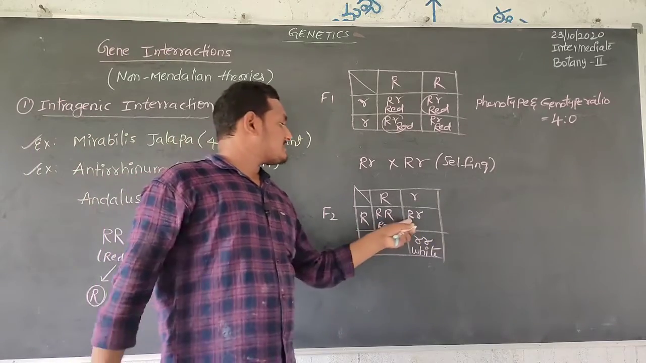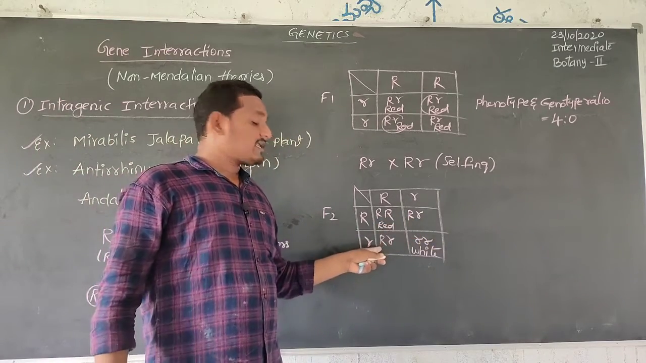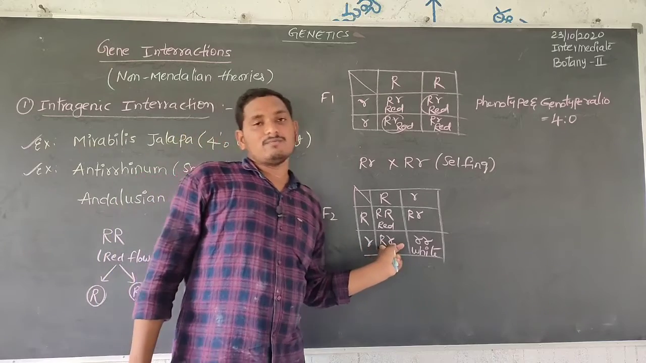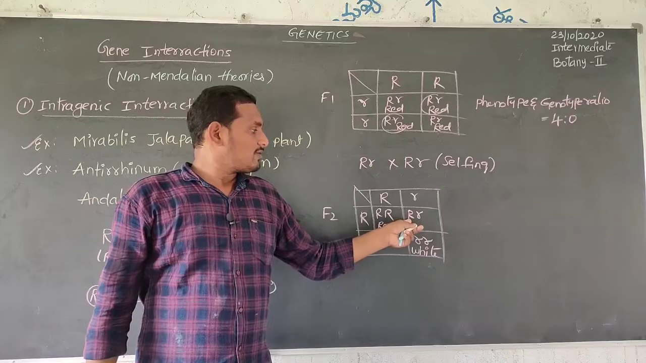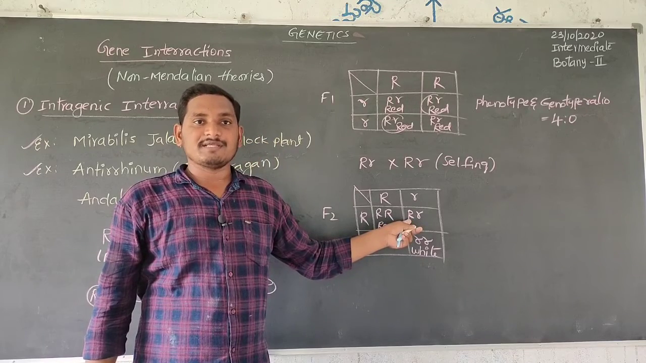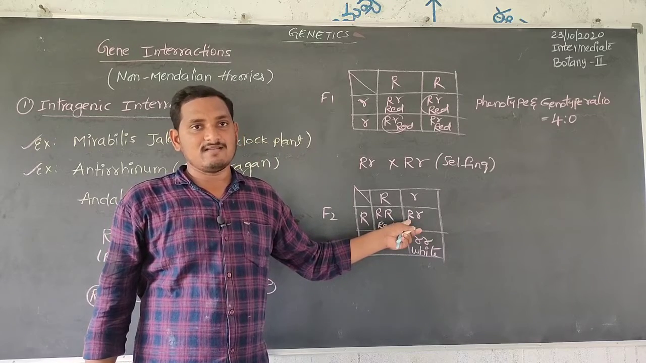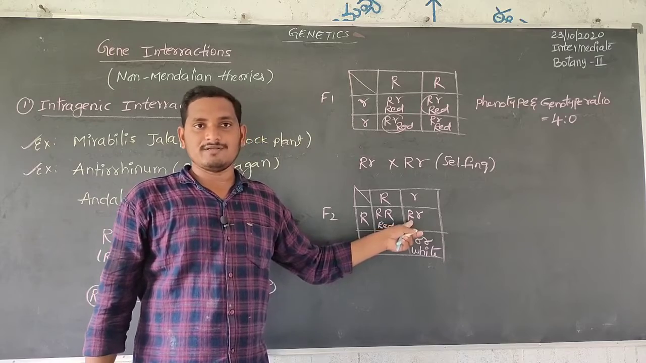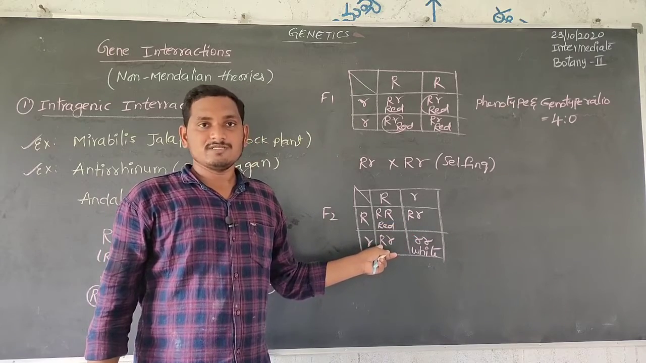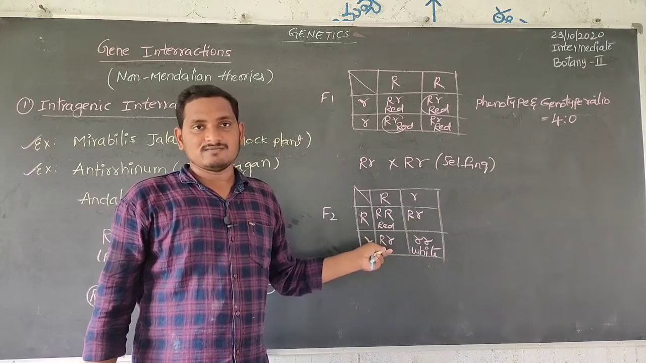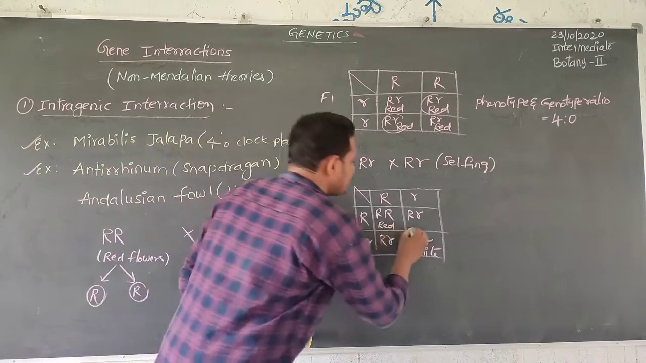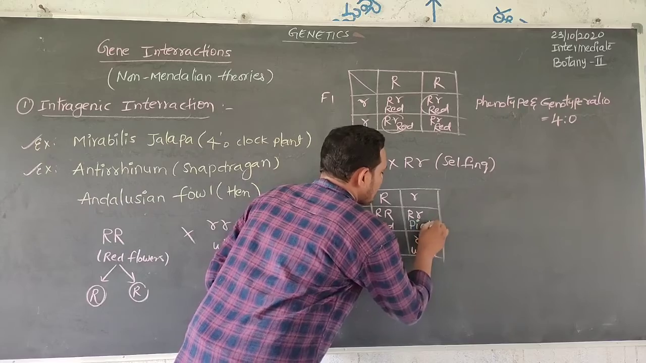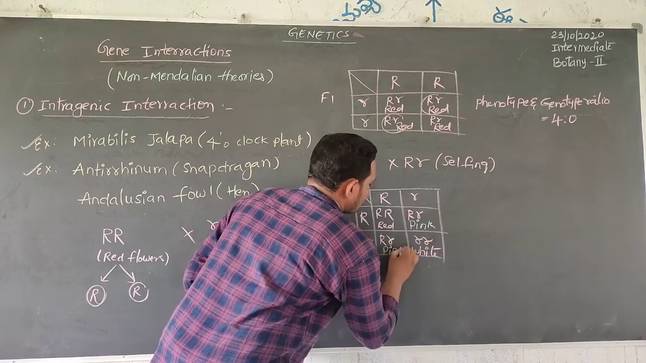Actually, R is dominant here, and here also R is dominant. In our monohybrid cross, according to Mendel's principles, the dominant trait will express its character itself. So R means dominant, and you would expect red flowers. But here the flower is not red, it is pink. This one is also a pink flower.